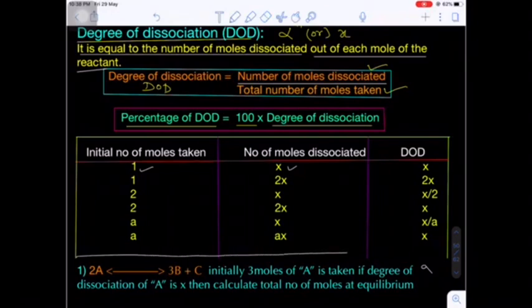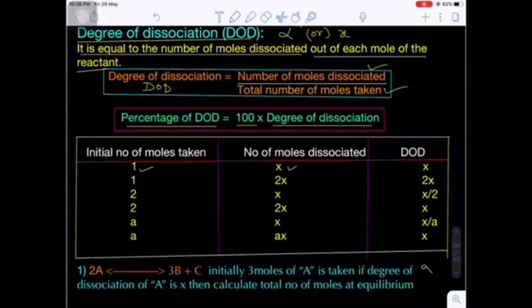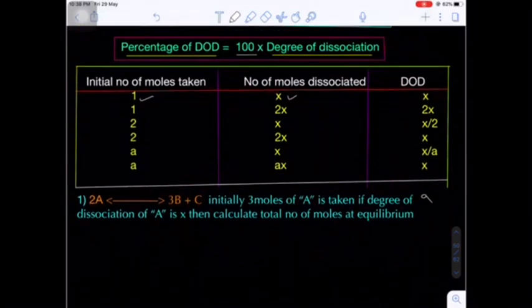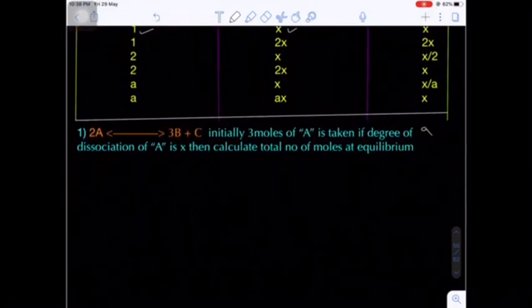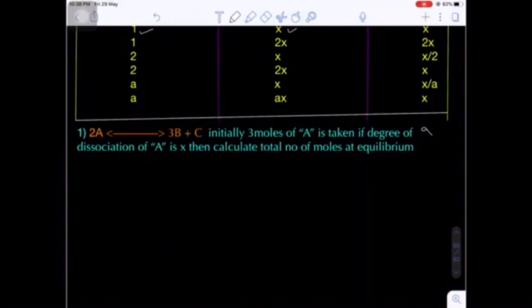Here, the total number of moles dissociated divided by the total number of moles initially taken is called DOD. Now we have one problem here: 2A equilibrium 3B plus C.